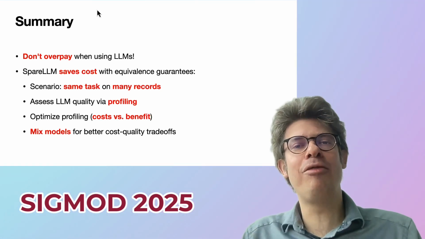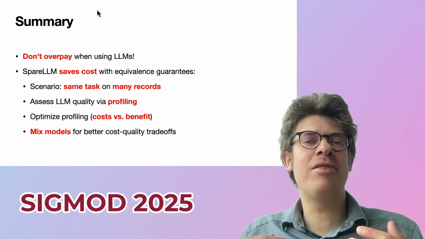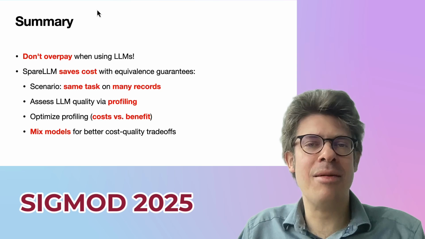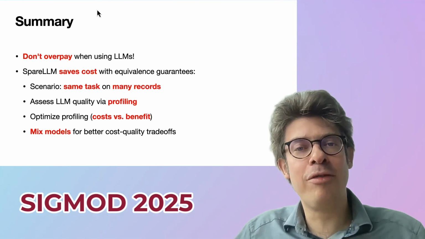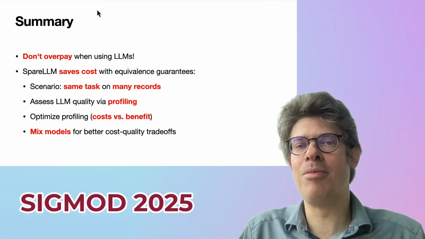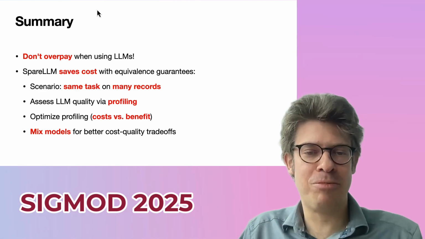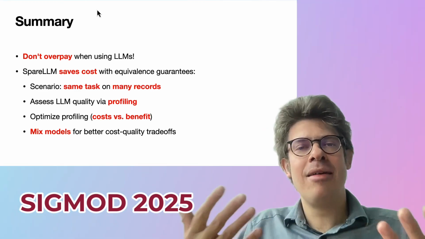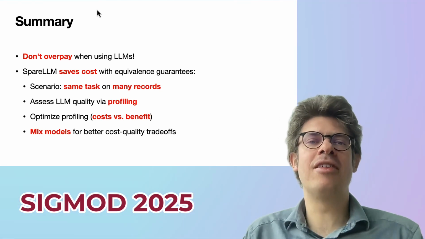And it uses a couple of different ideas to do that in scenarios where we have to process the same task on a large collection of data items using large language models. It assesses the quality of different candidate models via profiling. It tries to be smart about how much profiling it does in order to avoid overpaying on profiling, and it considers ways to combine multiple models together in order to get optimal cost-quality trade-offs.